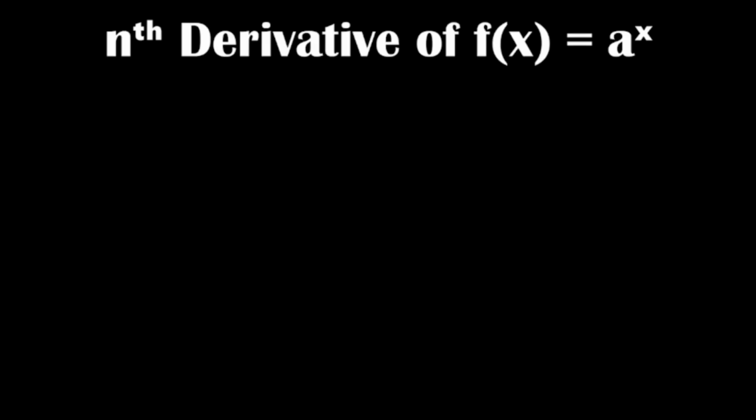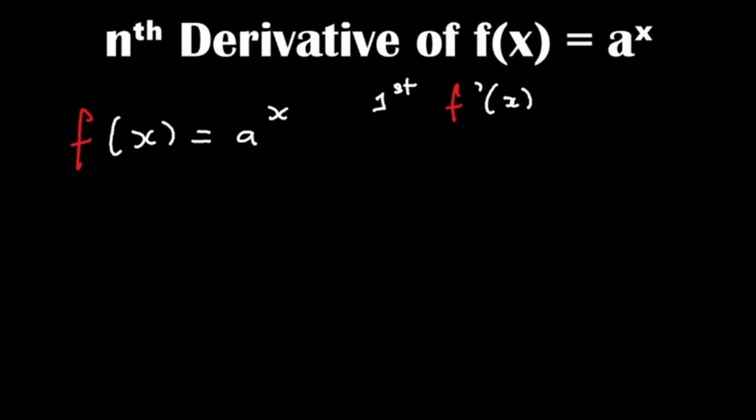All right, so one more problem. What's the nth derivative of a to the x? So our function is f of x equals a to the x. Let's just see what happens when we differentiate one time. So the first derivative, f prime. What's the derivative of a to the x? That's just natural log a multiplied by a to the x.